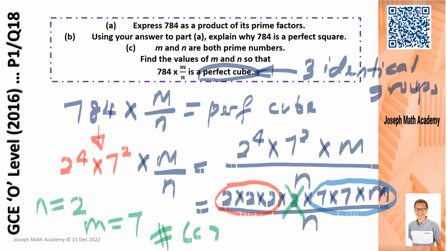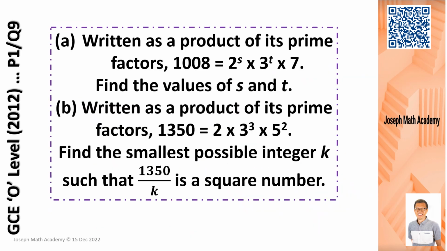So what are the values of m and n? So m and n are as follows. M is 7, n is 2. Question 18 is done. Now let's move on to GCE O level 2012, question 9 of paper 1.